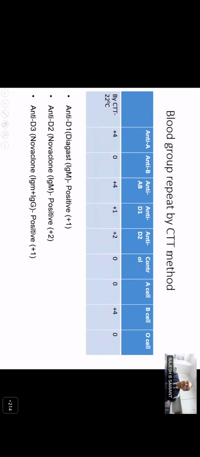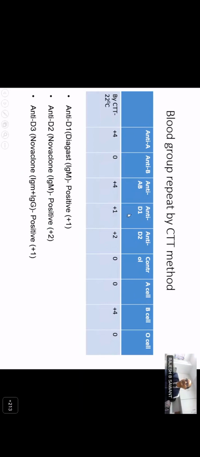So again, as I said, we still consider the tube technique, the conventional tube technique, as the gold standard. So the blood group was repeated over here with the tube technique, right? So forward and reverse, do you see any discrepancy? No, sir. No, right. But what do you see with the D testing?